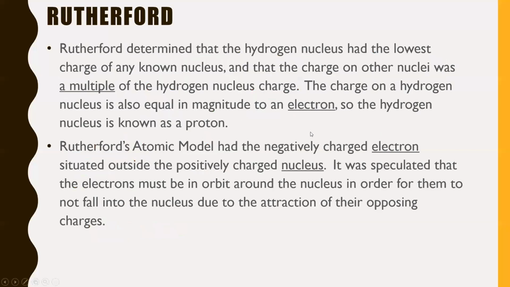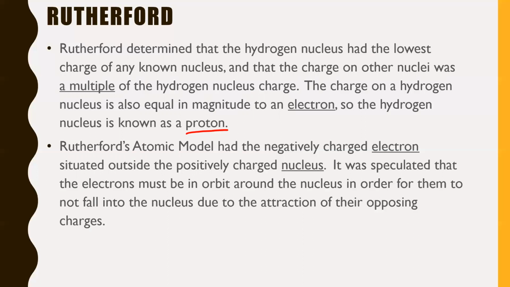All right, anyway. Rutherford determined that the hydrogen nucleus had the lowest charge of any known nucleus and that the charge on the nuclei was a multiple of the hydrogen nucleus charge. The charge on a hydrogen nucleus is also equal in magnitude to an electron, so the hydrogen nucleus is known as a proton. That is true. A hydrogen nucleus is literally just a proton, right? It's a positive component that balances out the negative component of the one electron it has. So the nucleus of a hydrogen atom is just a proton.